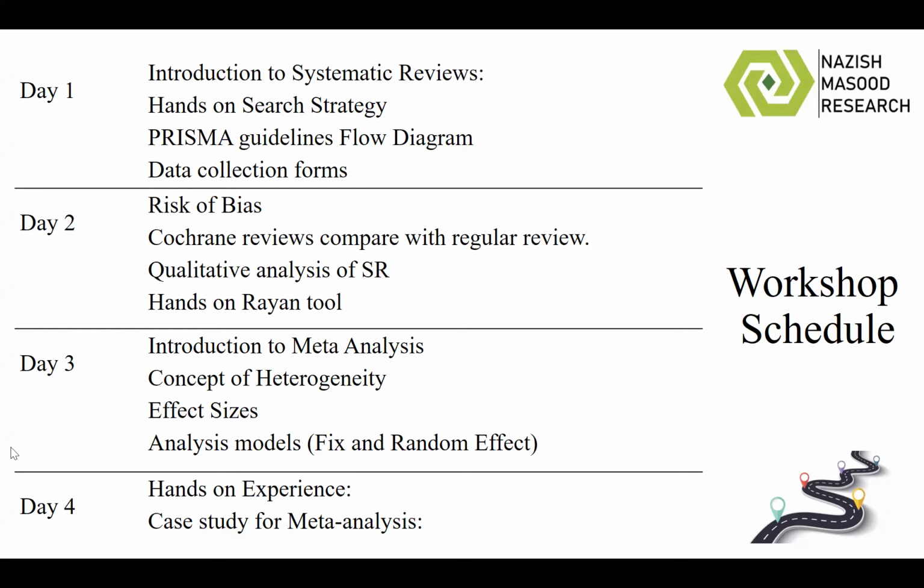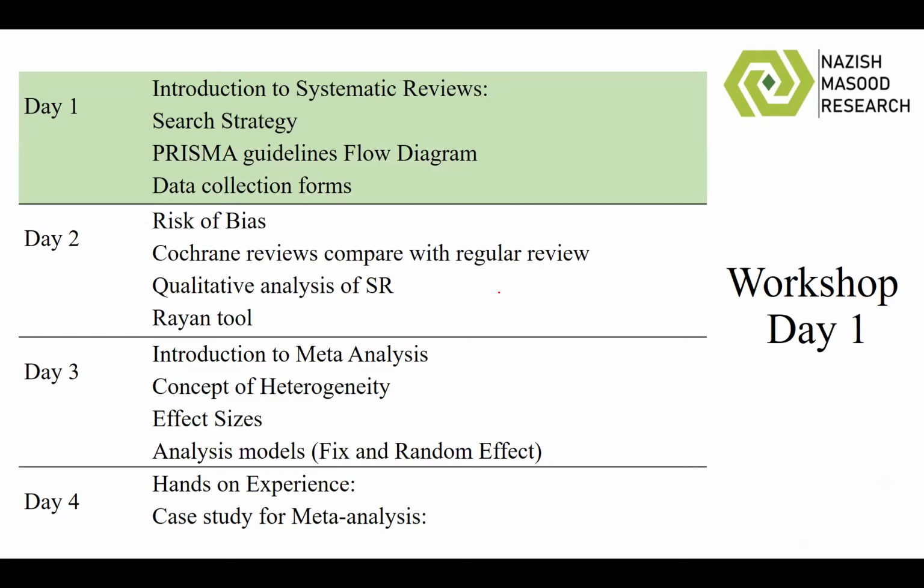In day two, we looked at the risk of bias, how to calculate the risk of bias for different study designs, at the same time, how to visualize the risk of bias using visualization tools. At the same time, we looked at what are Cochrane reviews. So we discussed the Cochrane handbook. Then we also looked at what is the qualitative analysis that we can do in systematic reviews. We also had a hands-on exercise on Ryan. So this is where we are at right now.